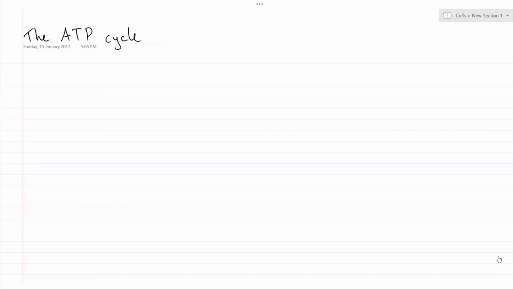We're going to take a closer look at ATP, which remember is the usable form of energy, or the usable energy source for the cell. So ATP stands for adenosine triphosphate.